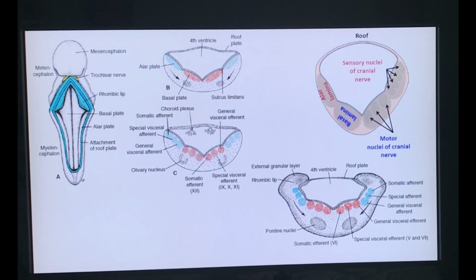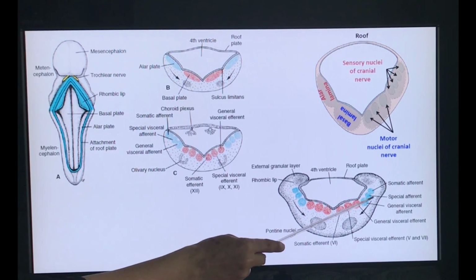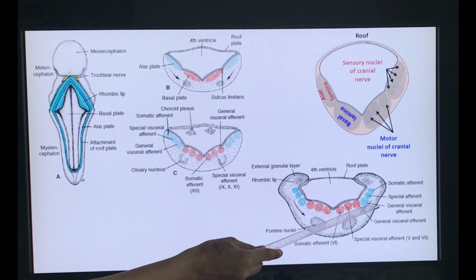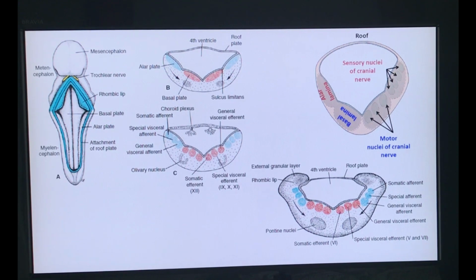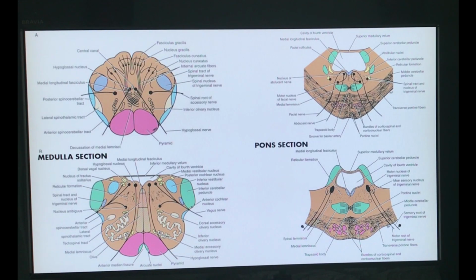General visceral efferent includes the parasympathetic innervation. Even the facial nerve has parasympathetic innervation, mainly to the submandibular and sublingual gland. Then you have the alar plate having general visceral afferent, special afferent and somatic afferent. So this is how the distribution develops in the brainstem. This is a gross feature, the section of medulla, the section of the pons. So you can correlate with the types of neurons which are present and how it develops.